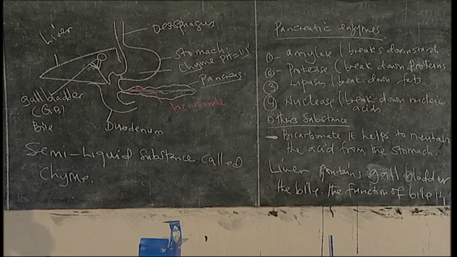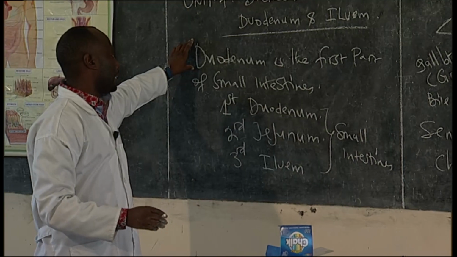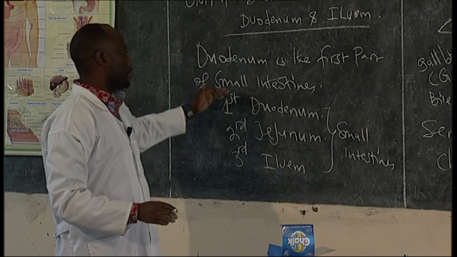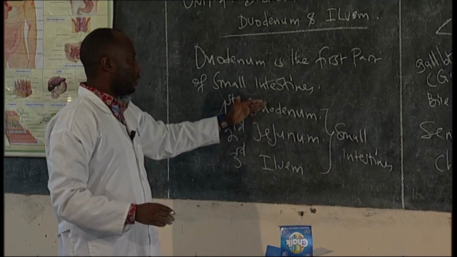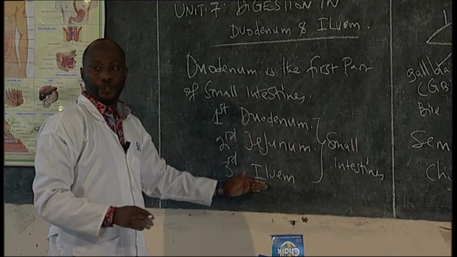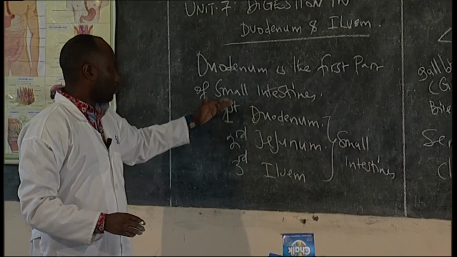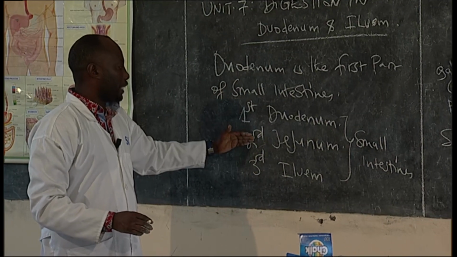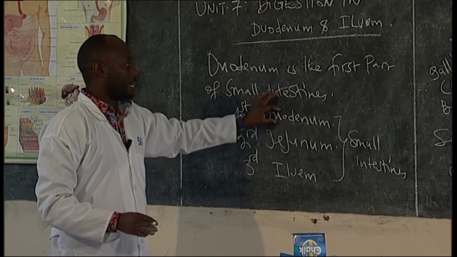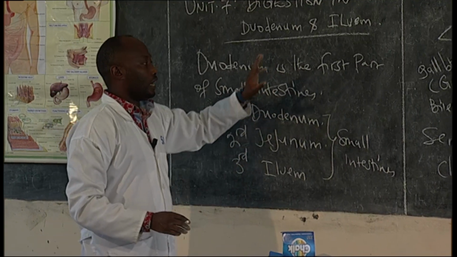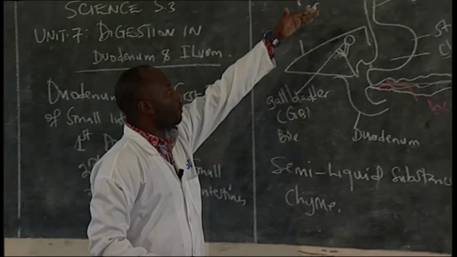So let's talk about digestion in the ileum. Simply, I can summarize it this way. The duodenum is the first part of the small intestine, and the small intestine is made up of three major parts: the duodenum, the jejunum, and the ileum. The first one is the duodenum, the second is the jejunum, the third is the ileum. I said the digestion in the duodenum starts from the stomach.